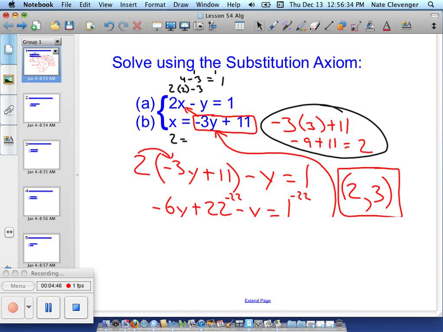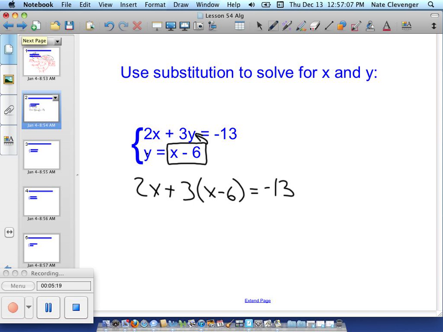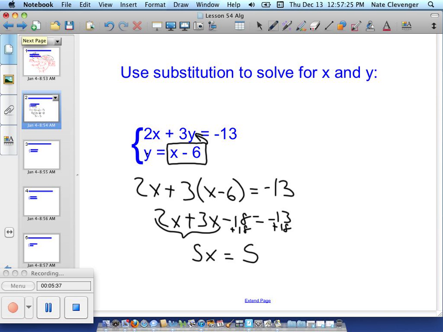Alright. So use substitution on this one to solve for x and y again. We're given that y is equal to x minus 6. So on this problem, I'm going to replace the y with this value, because y is equal to this, so I can replace y with x minus 6. So that's 2x plus 3 times x minus 6 equals negative 13. Then distribute: 2x plus 3x minus 18 equals negative 13. Combine these two like terms, 5x, and add 18 to both sides. 5x equals 5. x equals 1.